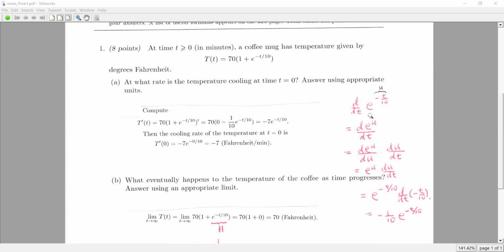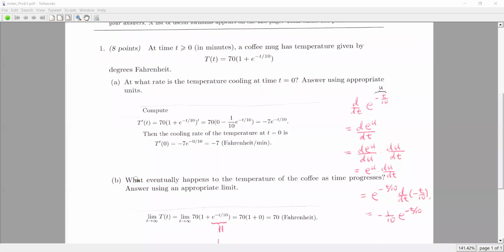If you are familiar with the chain rule, you can skip this step, and this step. Directly from here, jump to here. Now, the result of derivative at t is this. Now, plug in 0 in t, then derivative at 0 is -7. The units is Fahrenheit per minute.